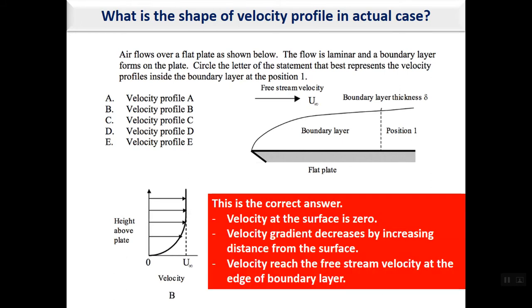What about this? This is the correct one. Why? Because the velocity at the surface is 0, that's okay. Velocity gradient decreases by increasing distance from the surface, that's okay. And velocity reached to the free stream velocity at the edge of the boundary layer, as you can see here. So this is the right answer.